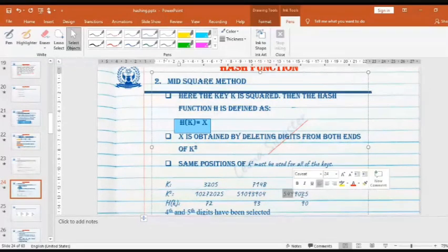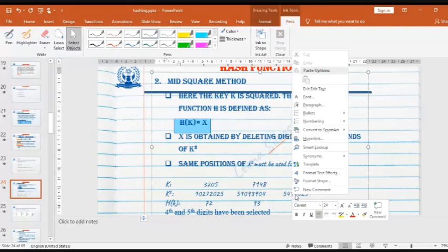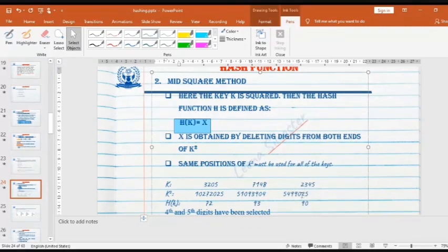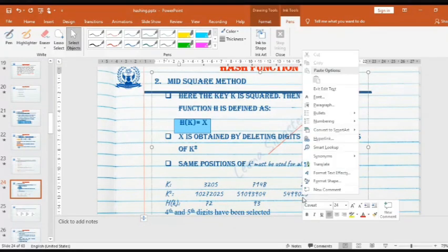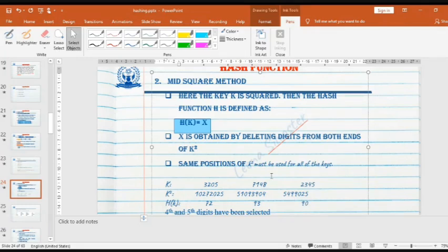549 is deleted, and from the right-hand side, actually these digits are 1, 2, 3, 4, 5, 6, 7, 8. So this is an 8-digit number. This is also an 8-digit number, but this one is a 7-digit number. Since it is a 7-digit number, we have to remove 2 digits from the right end. So the answer is 90. After deleting the 3 digits from both sides, you will get 72, 93, and for this number, you will get 90. So we have to select the 4th and 5th digit.